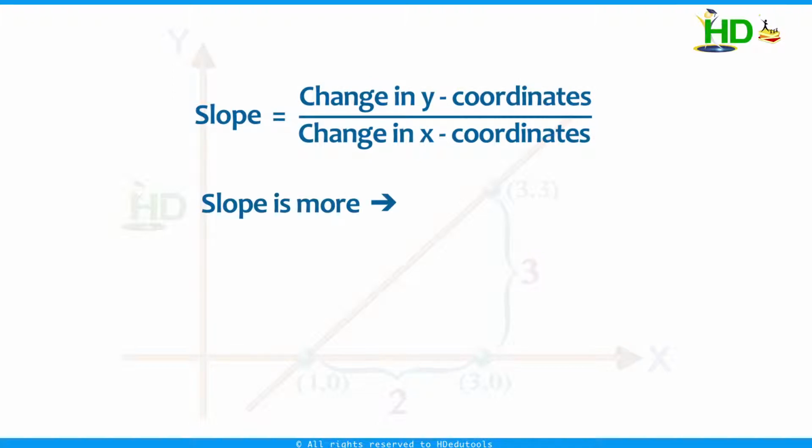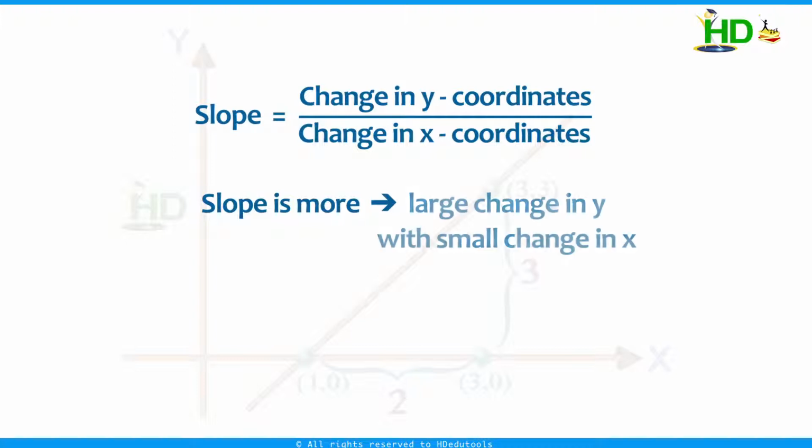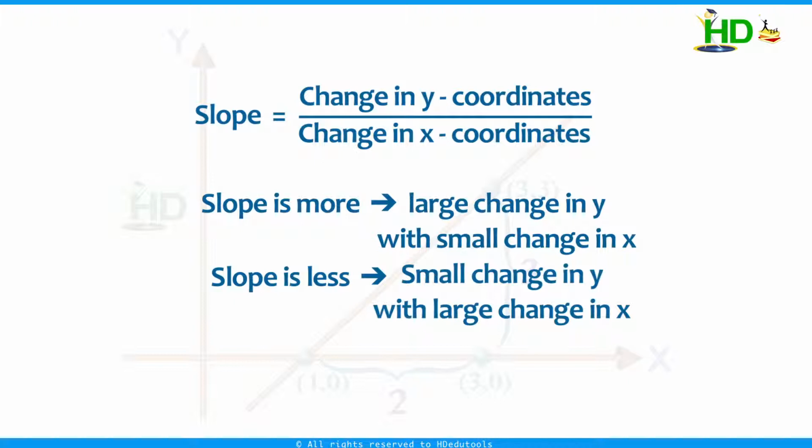If the slope is more, we can say the variation in y is very high with small changes in x. If the slope is less, the variation in y is very small with large changes in x. In this case, the slope is nothing but the difference in y coordinates divided by the difference in x coordinates.